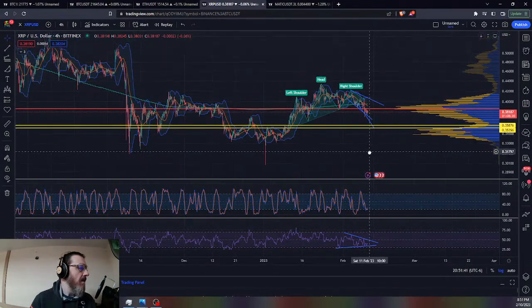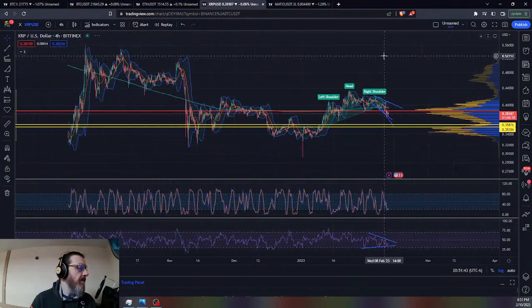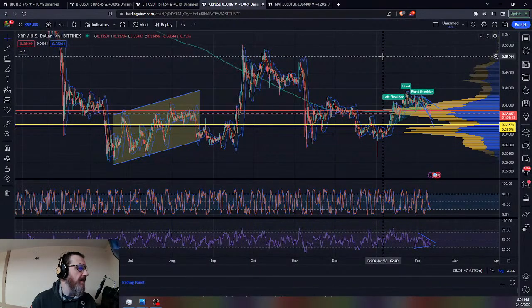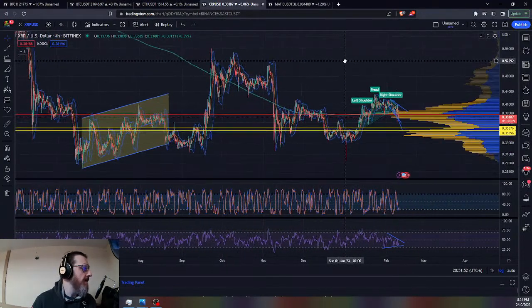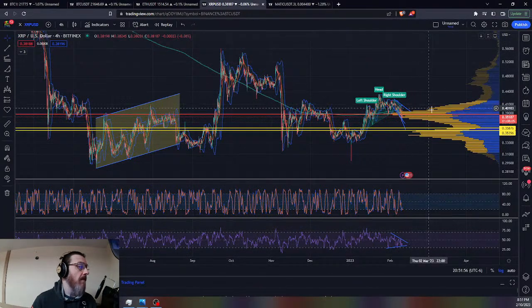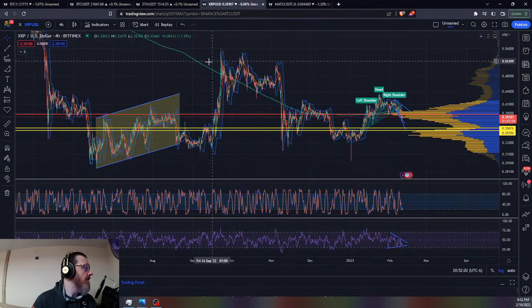So when we swing out a little bit further though, it's not wanting to do that on the VRVP. That's telling us that this may be a local bottom. So we'll have to keep an eye on that. That's an encouraging sign that XRP is giving us on the 4-hour.